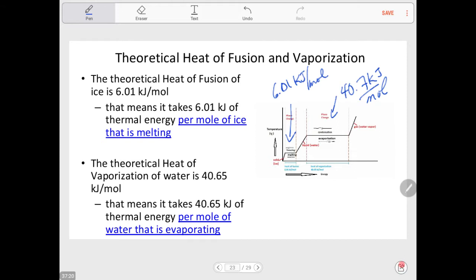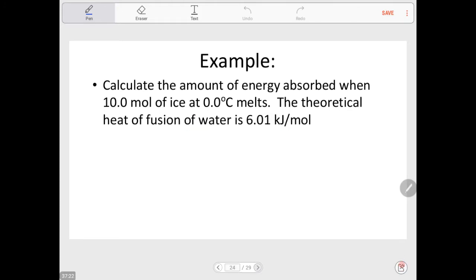Okay, I'm going to show you the calculations. Remember, we are just trying to determine the amount of energy that is either being absorbed or lost when we are undergoing a phase change, okay? That's all we're doing. So it says calculate the amount of energy absorbed when 10 moles of ice at 0 degrees melts. The theoretical heat of fusion of water is 6.01 kilojoules per mole.